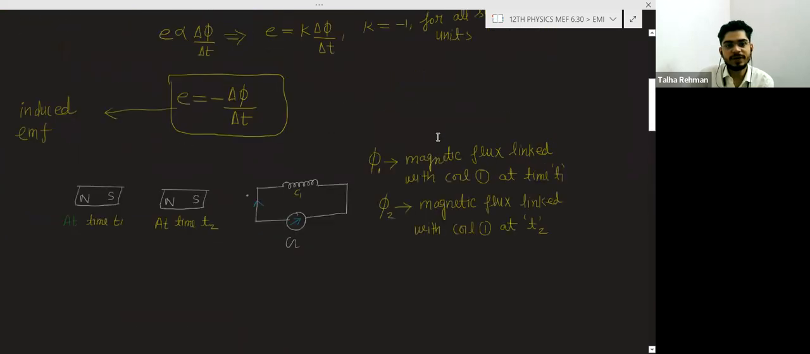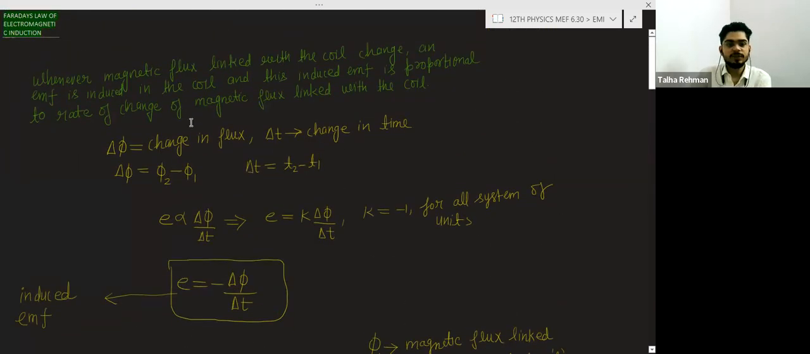So what is Faraday's law of electromagnetic induction? Whenever magnetic flux linked with the coil changes, an EMF is induced in the coil, and this induced EMF is proportional to the rate of change of magnetic flux linked with the coil.